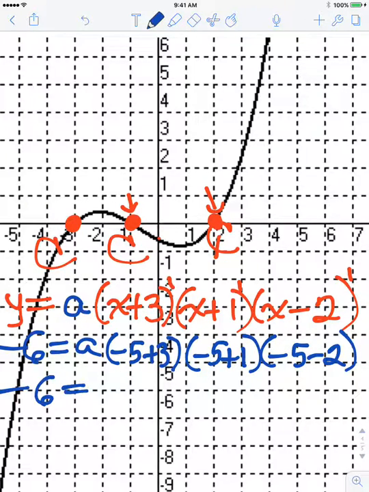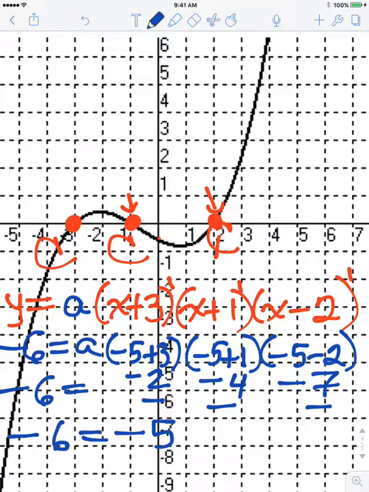-6 equals, let's see, -5 plus 3, this is -2. This is -4. This is -7. Okay, so what does that mean? That means that -2 times -4 is +8, and +8 times -7 is -56. So -6 equals -56a. And I'm just going to divide both sides by -56.